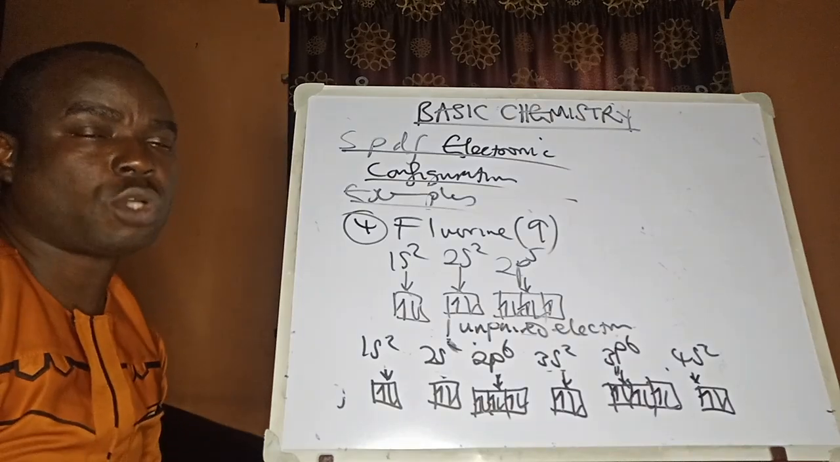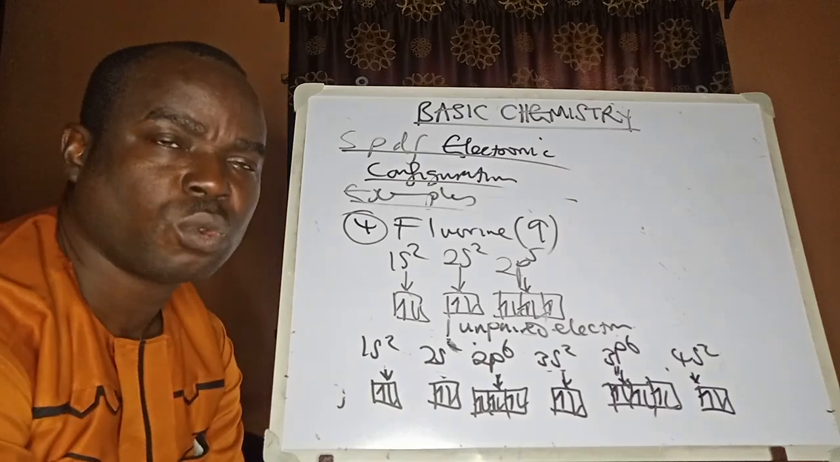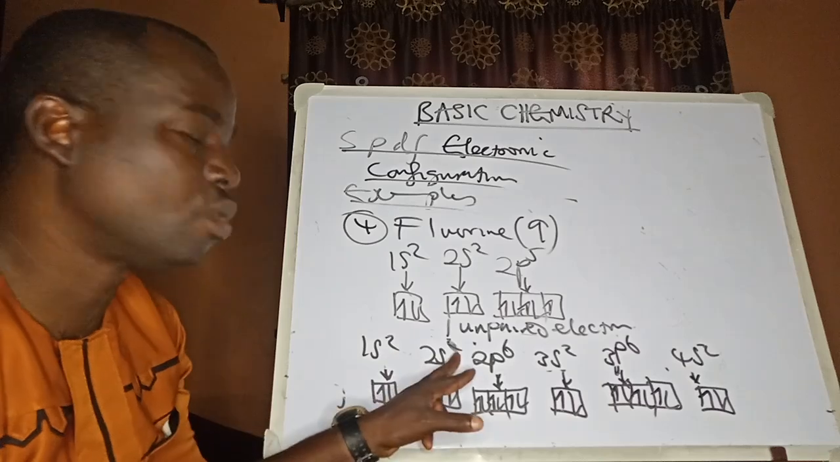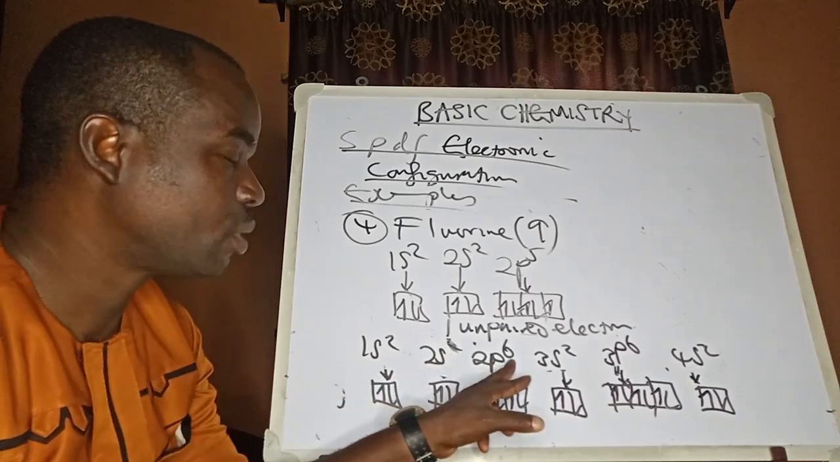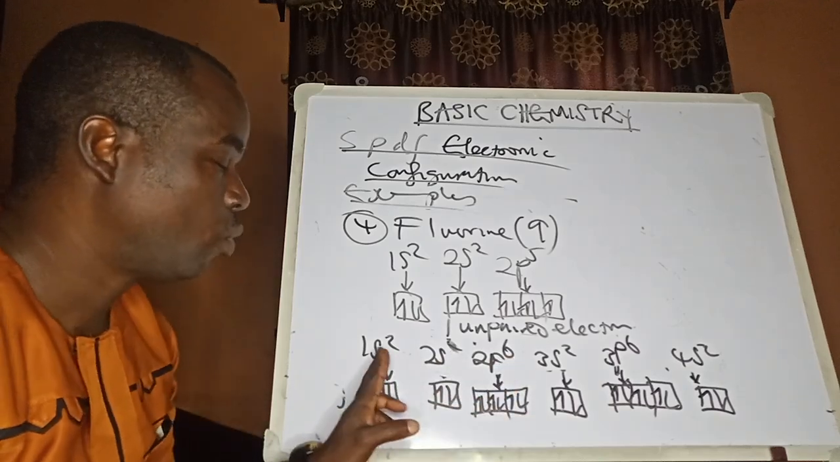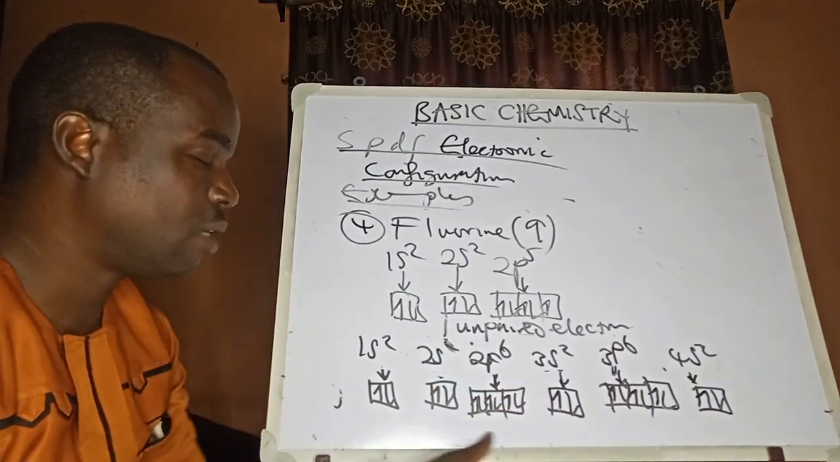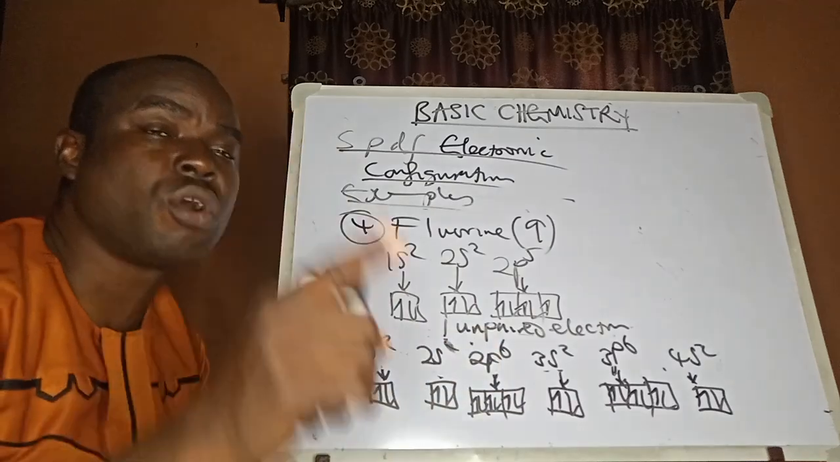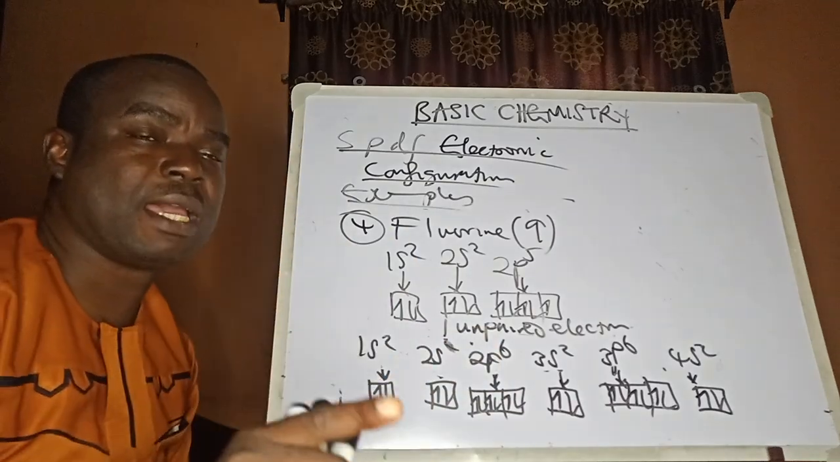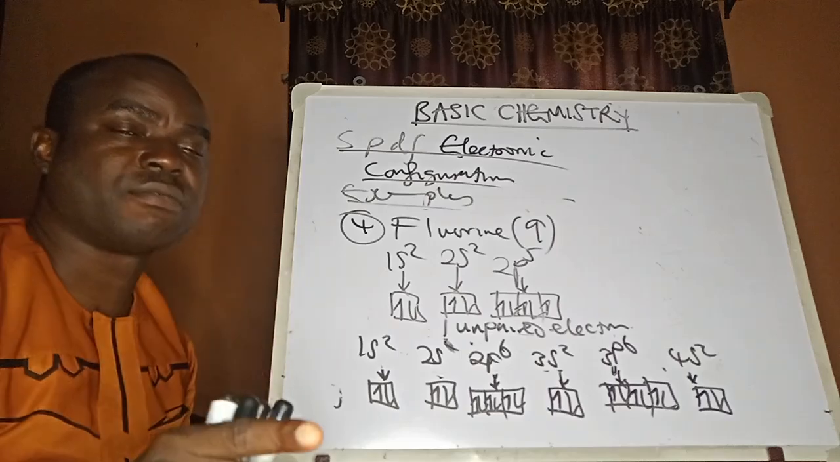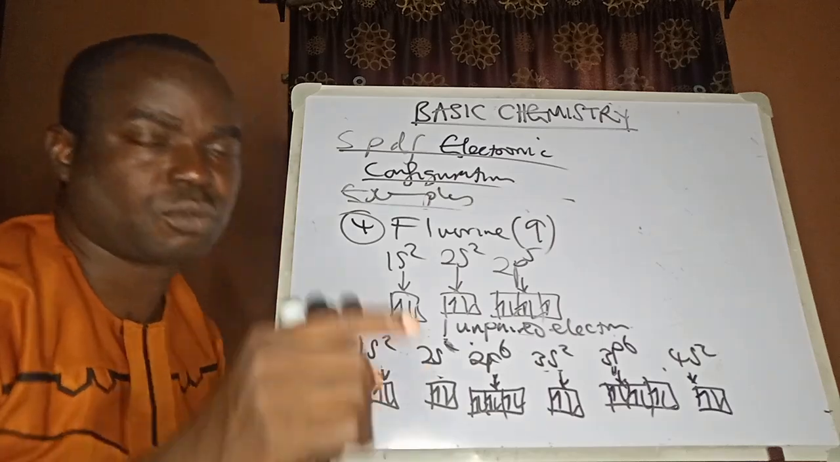Okay? If you want to do something like neon, what number is neon? Number 10, right? Let's do neon. 2 plus 2 is 4. 4 plus 6 is 10. So this is neon now. 1s2, 2s2, 2p6. If you do like this now, can you see that all the electrons are paired? It means that neon does not have any unpaired electron. Is it clear? Neon does not have any unpaired electron.